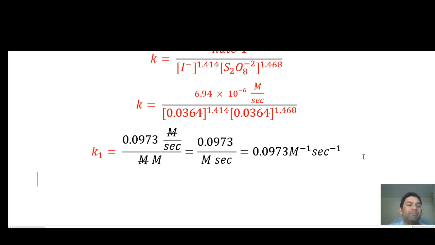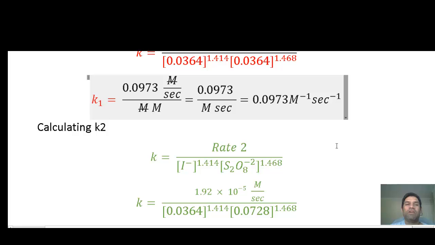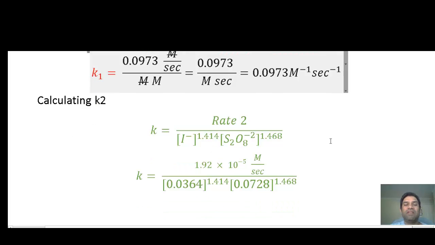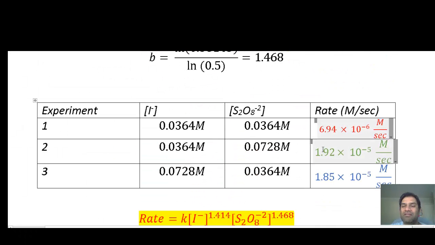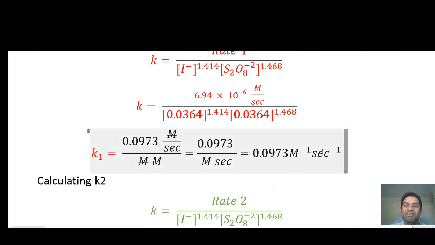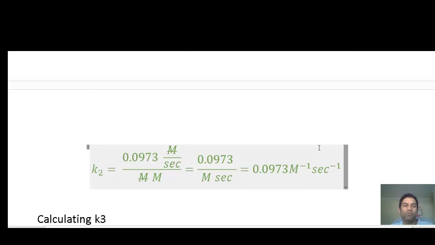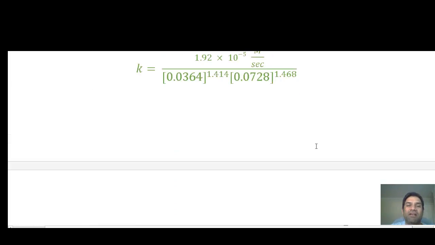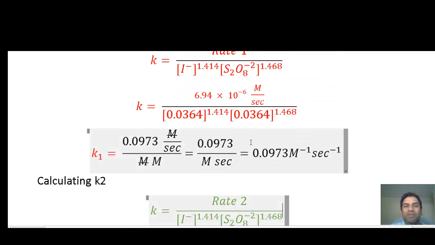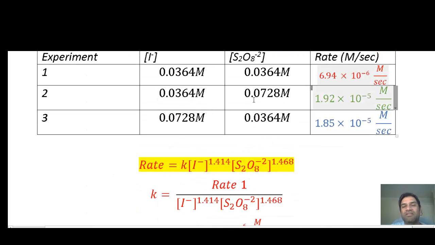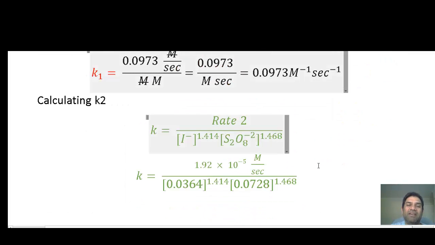So we're going to do the exact same thing for K2 and K3, and average K1, K2, and K3. So we got K1. Following the same procedures, we'll do it for K2. Here I have K2 in green, and I got pretty much the same answer when I calculated the exact same thing. Don't forget here, you're going to put the value of rate 2 and you're going to put the concentrations you got for experiment 2. So the concentrations I got here are 0.0364 and 0.078.